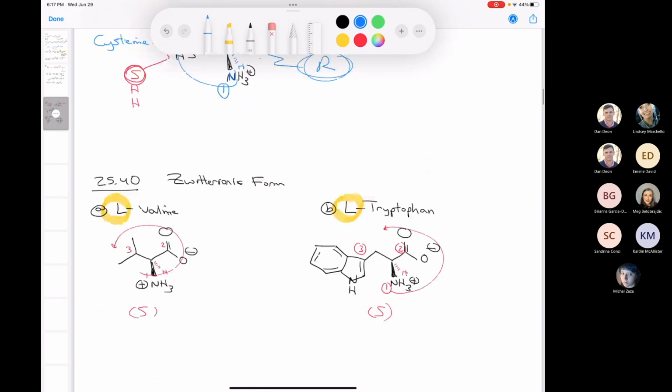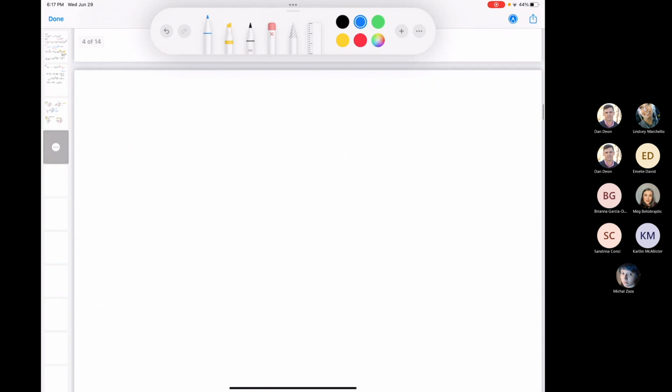Next, I want to take a look at a question that is about glutamic acid. So I'm going to write down the structure of glutamic acid. So this is question 25.47. And I'm going to start by writing down here glutamic acid.